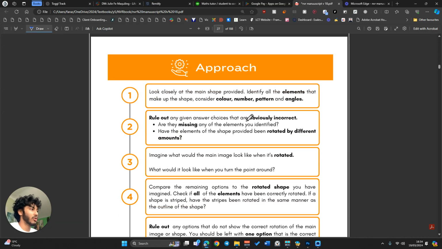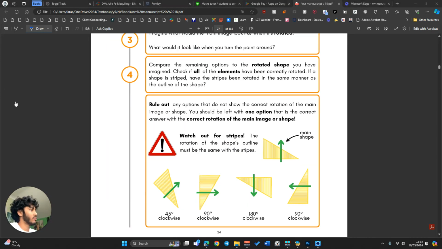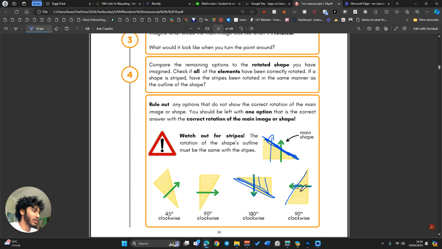Okay, let's go over the approach. The main thing here is watching out for the stripes again. This time the stripes shouldn't change at all. They should always be facing the same direction. So like it says here, if the stripes are pointing upwards and you're rotating it, make sure it's still pointing in the same direction. How I like to think of it is if it's pointing towards this long line, which is called the hypotenuse of a triangle, and when it's rotated downwards, it should still be pointing this way. If it's rotated this way, it should still be pointing that way.